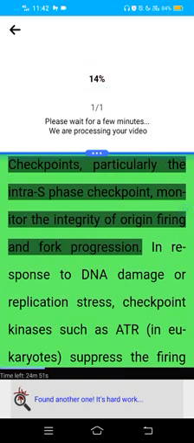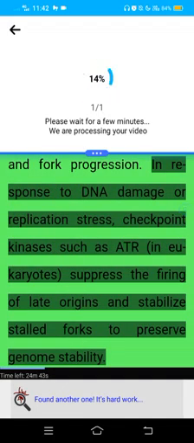Checkpoints, particularly the intra-S phase checkpoint, monitor the integrity of origin firing and fork progression. In response to DNA damage or replication stress, checkpoint kinases such as ATR in eukaryotes suppress the firing of late origins and stabilize stalled forks to preserve genome stability.